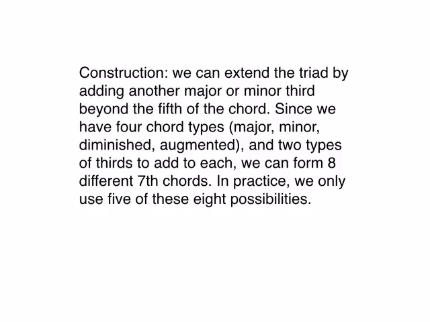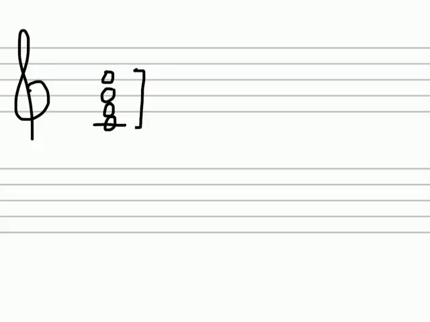First, the construction. We can extend a normal triad by adding a major or a minor third beyond the fifth of the chord. So here, for example, if we have a major chord, root, third, fifth, we can go another third above the G and add a fourth note. We call this a seventh because the distance from the root to that new top note is a seventh. So this is a seventh chord.